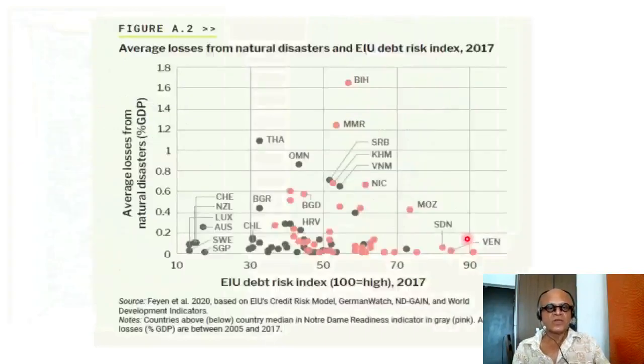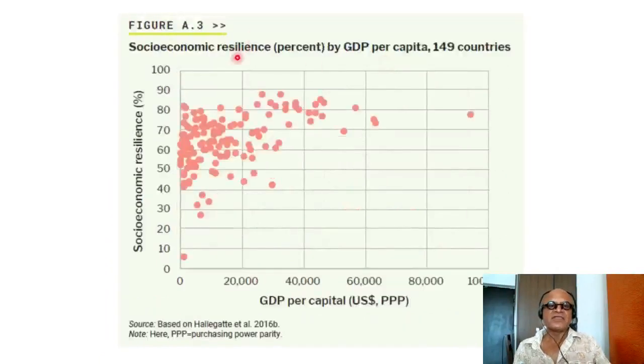Okay, so we looked at figure 2 already in terms of average losses from natural disasters and the EIU debt risk index. Figure A3 shows the socioeconomic resilience as a percentage by GDP per capita for 149 countries. So you are looking here at GDP per capita in terms of purchasing power parity. It basically takes currencies and tries to make adjustment for differences and see what your purchasing power is. So purchasing power parity, that's what it stands for.